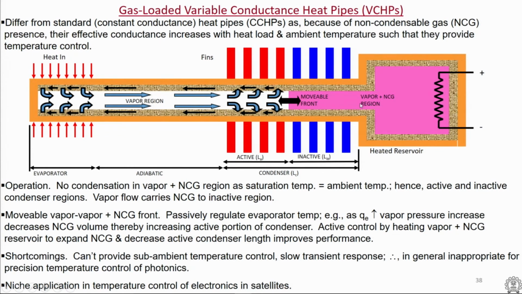So, when you want to use precision temperature control, like in optoelectronics, then these gas loaded variable conductance heat pipes can be used so that you can keep the device at a constant temperature, at a given temperature. With that, we conclude a very short description of heat pipes.